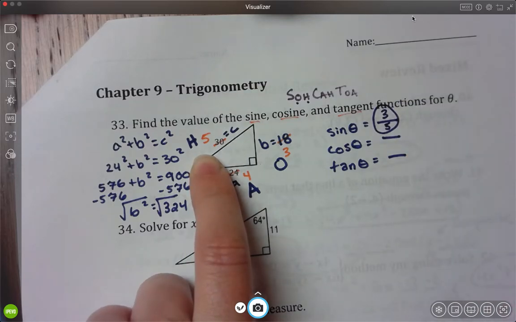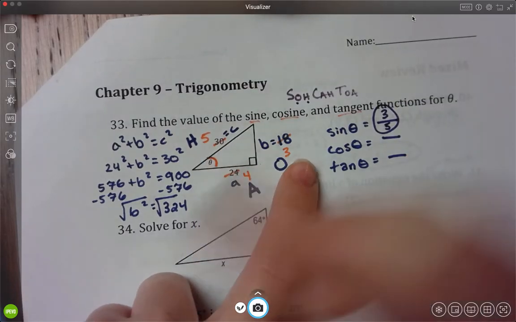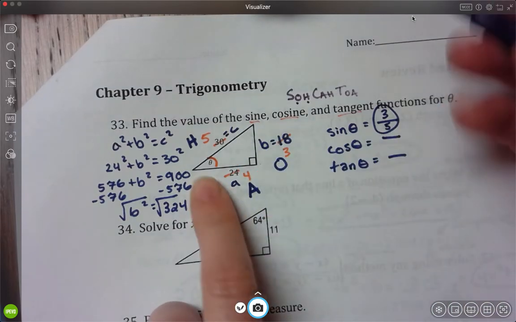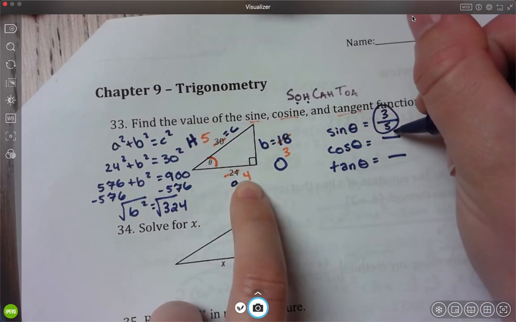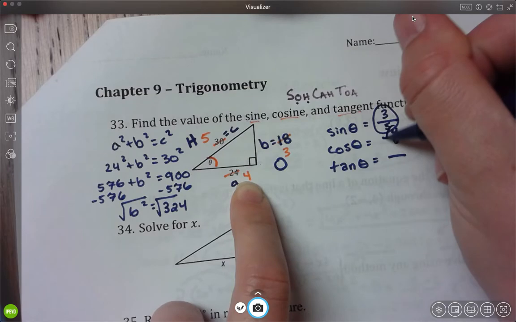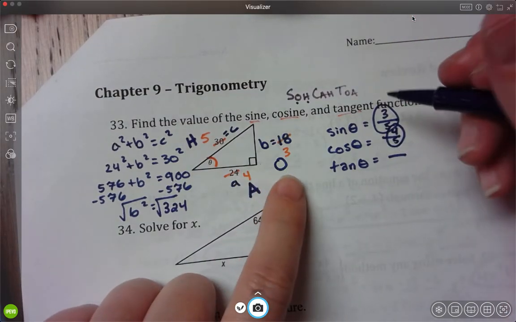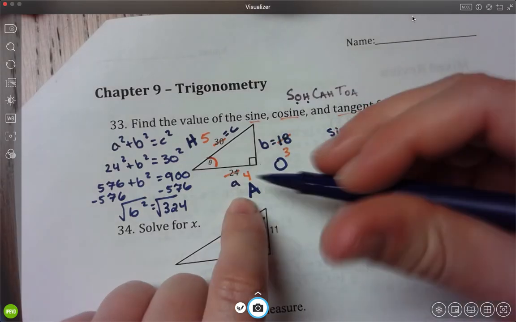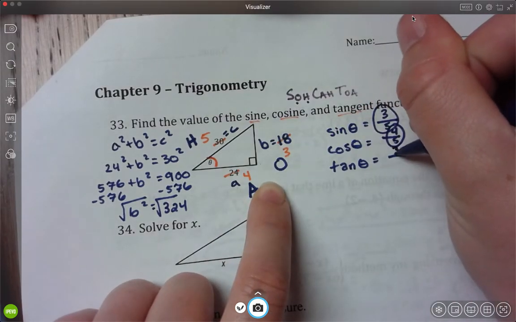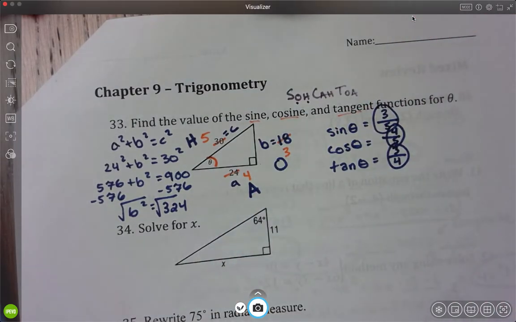Makes it really easy. Cosine is the adjacent over the hypotenuse. So adjacent is 4, hypotenuse is 5, so 4 over 5. Should have written these a little bit further apart, that's okay. Tangent is opposite over adjacent. Opposite is 3, adjacent is 4, so 3/4 is what it will be. Okay? All right, moving on to number 34.